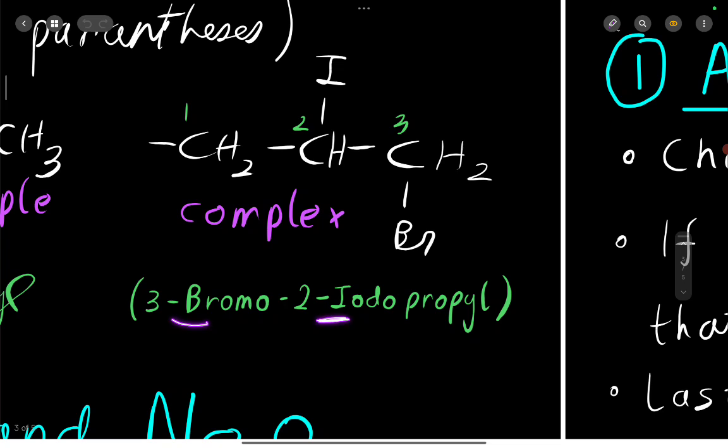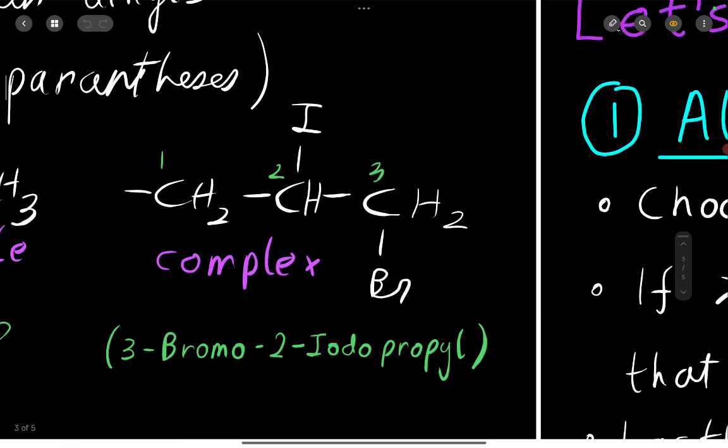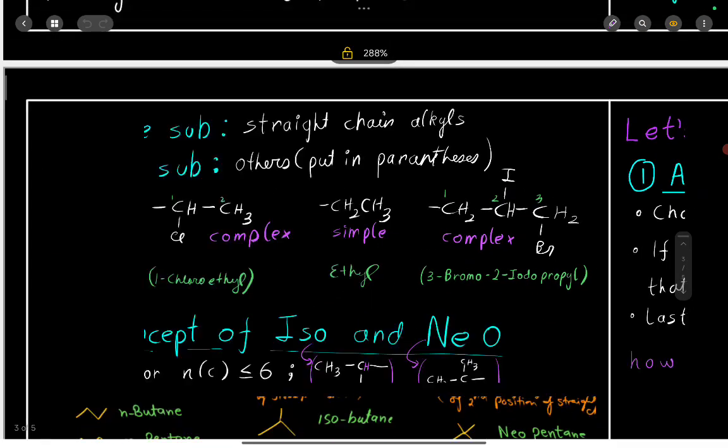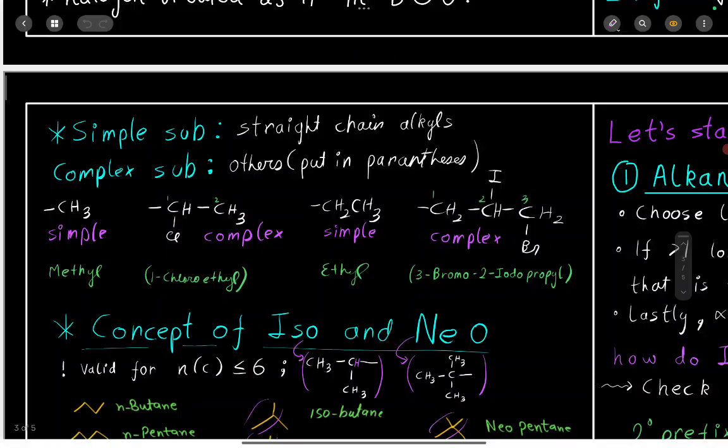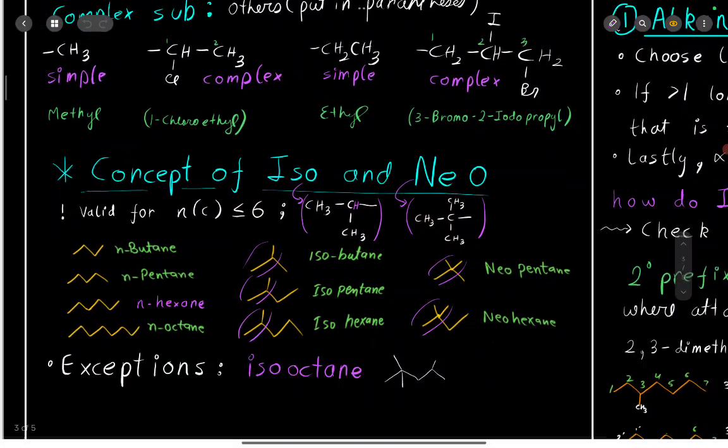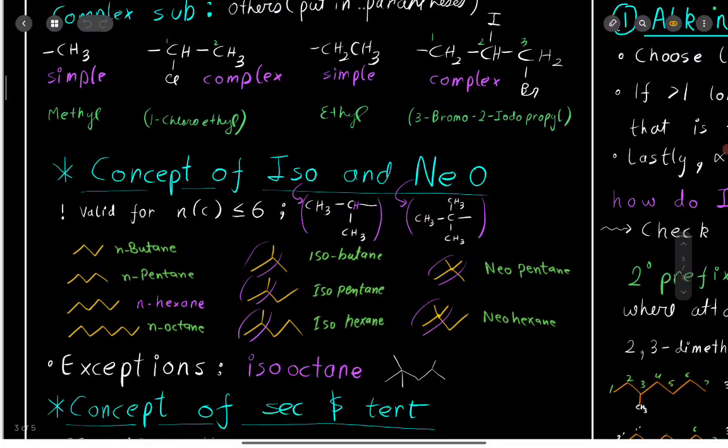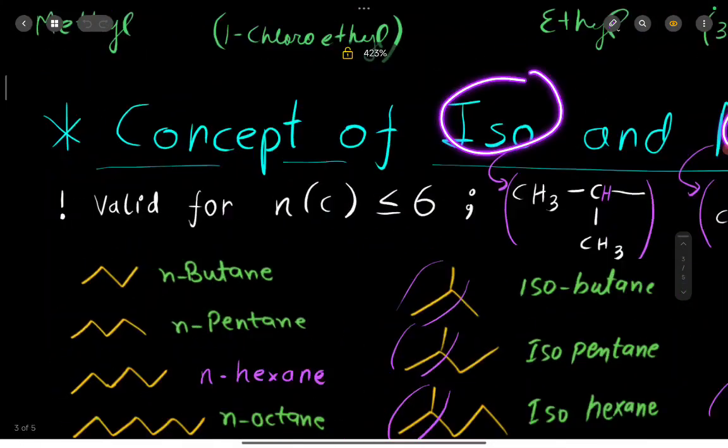B comes before I, so you have to write bromo earlier than iodo while naming this substituent, but numbering by default takes place from the radical carbon, as we talked about earlier. And again, while attaching it to a main chain, write its name using this complex substituent in parentheses or brackets. Okay, now let's learn about the concept of iso and neo.